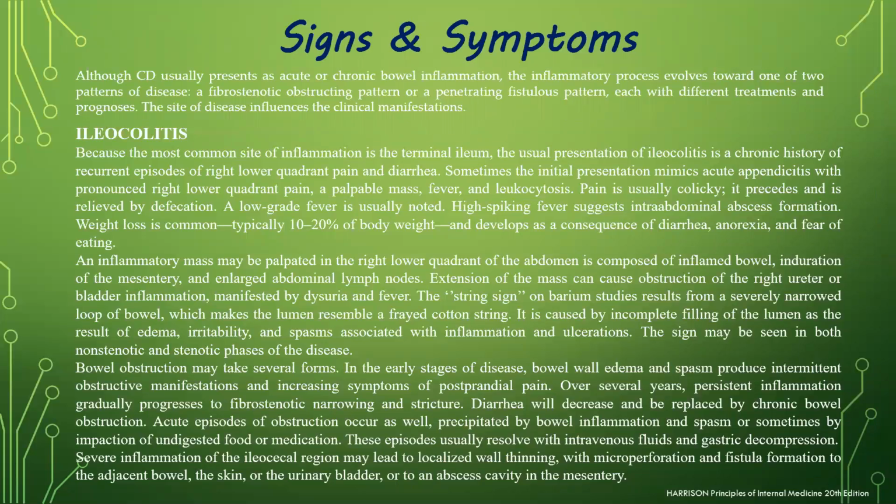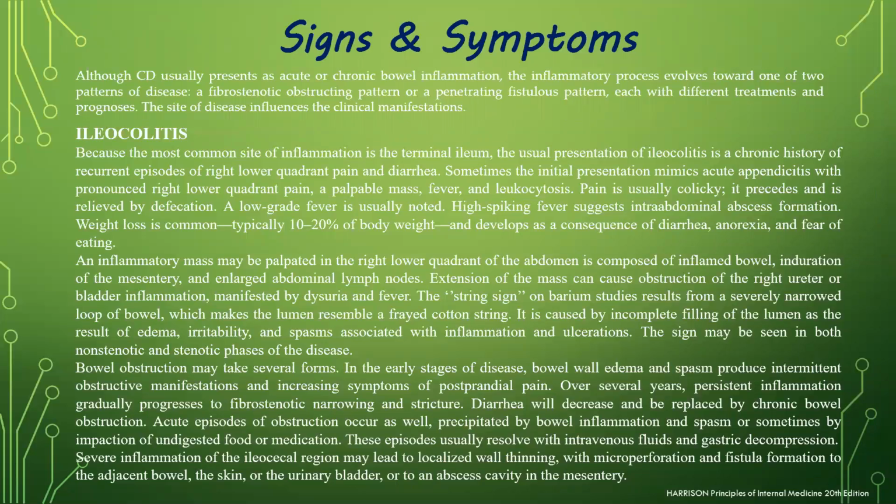The string sign on barium studies results from a severely narrowed loop of bowel, which makes the lumen resemble a frayed cotton string. It is caused by incomplete filling of the lumen as a result of edema, irritability, and spasm associated with inflammation and ulceration. The sign may be seen in both non-stenotic and stenotic phases of the disease.